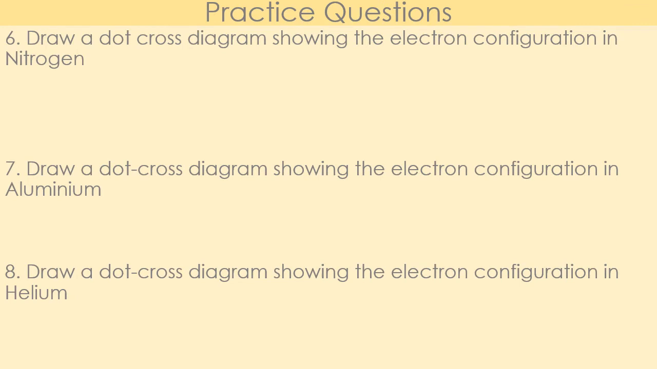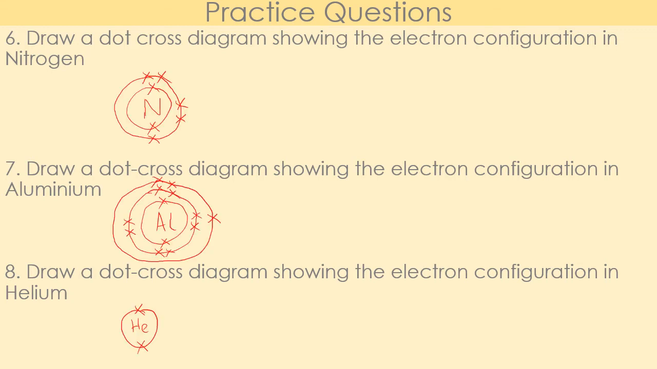I'd now like you to pause the video to draw the answers for these questions. You can now see the answers on the screen. Our nitrogen has 5 electrons in its outer shell. Aluminium has 3 electrons, and our helium has 2 electrons.